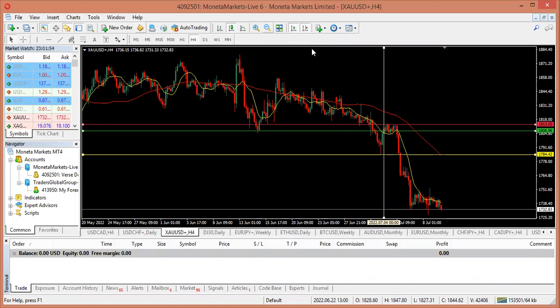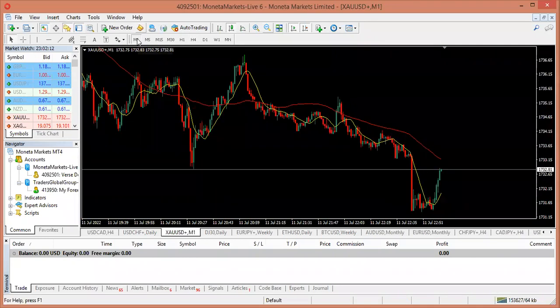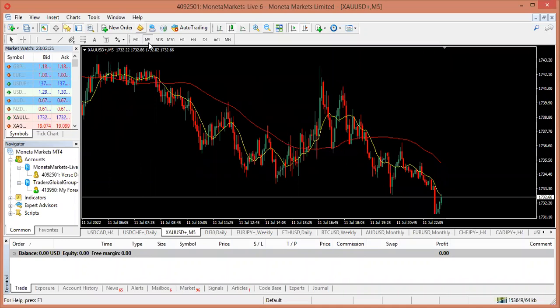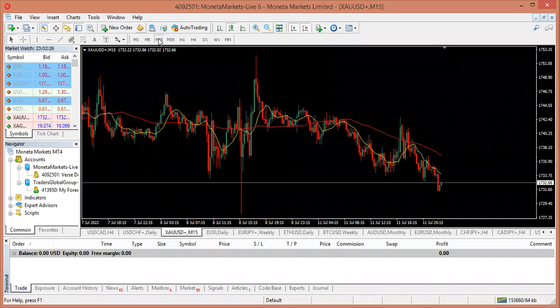A scalper is a person that enters the market quickly and comes out quickly. That means that the scalper will trade on a lower time frame. The scalper will be trading on 1 minute. I just switched to 1 minute. The scalper will be trading on 5 minutes. This is 5 minutes. The scalper will be trading on 15 minutes.